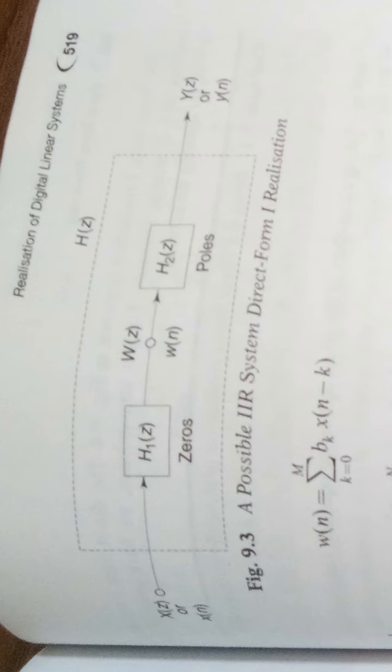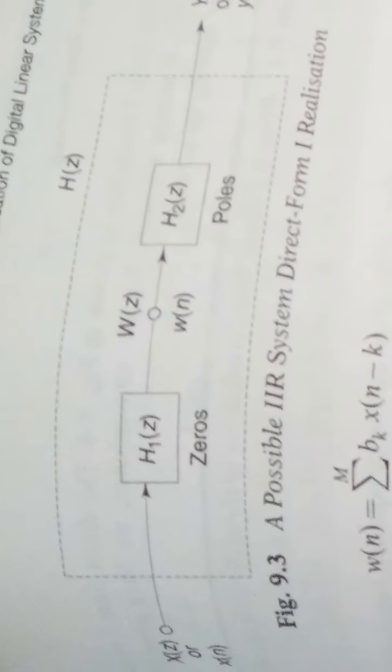In this case, the system function is divided into two parts and connected in cascade, zeros and poles. The first part is only zeros, followed by the part containing poles. So an intermediate sequence w(n) is introduced. A possible IIR direct form realization can represent the output of the first part as the input to the second. This is in cascade.